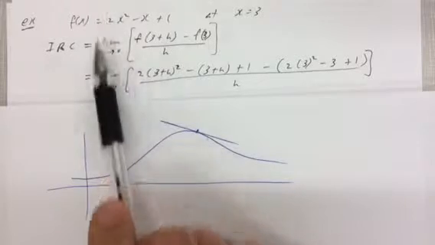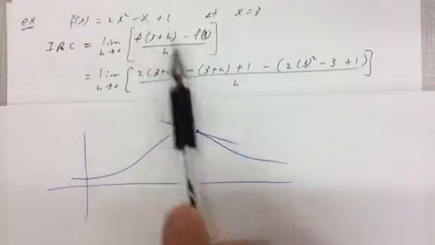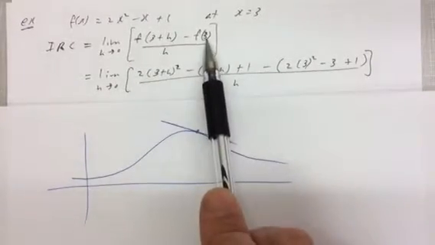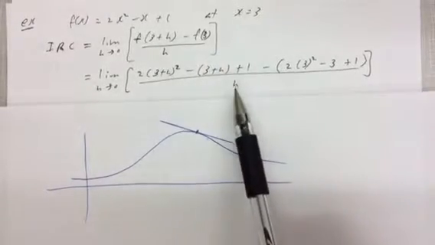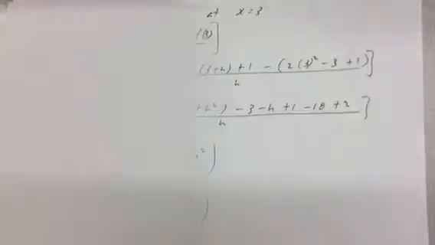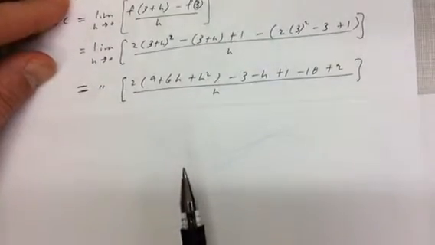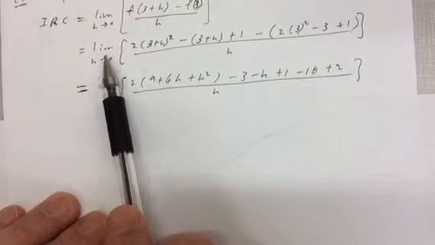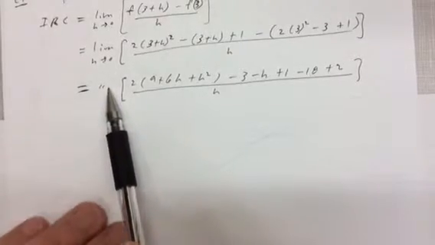So 2 times (3 plus h) squared, because that's what goes in there, minus (3 plus h) plus 1, minus the function at 3, 2 times 3 squared minus 3 plus 1, all over h. Okay. And once we've expanded and simplified that, we get this. Now I get a little bit lazy at this point. We can't stop writing the limit as h goes to 0, but we can write in these little squiggle marks. So that means that it's still there.